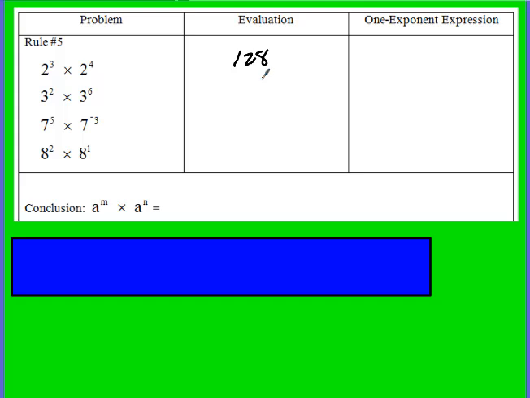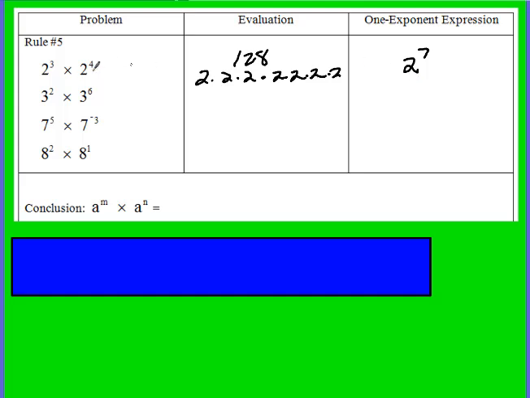128. So now what we're doing on this particular problem is I want you to write me a 1 exponent expression for it. If we really look at what 2 to the 3rd power and 2 to the 4th power mean, 2 to the 3rd power really means 2 times 2 times 2, and then there's a times in the middle, and 2 to the 4th power means 2 times 2 times 2 times 2. So if I want you to write me a 1 exponent expression, how would I write this expression right here using that base? What would my exponent be? Well, how many 2's are there? There are 7 2's. So my 1 exponent expression would be 2 to the 7th power.